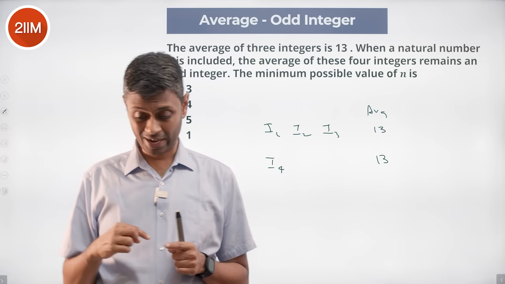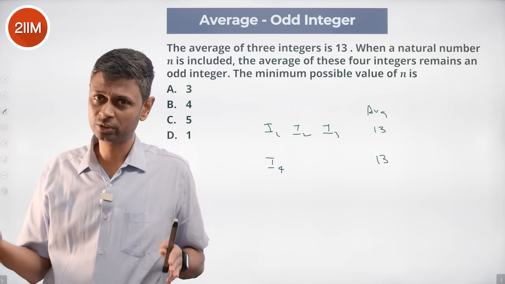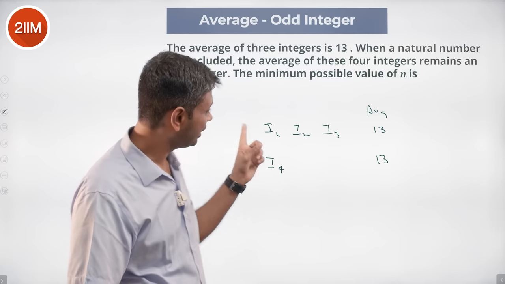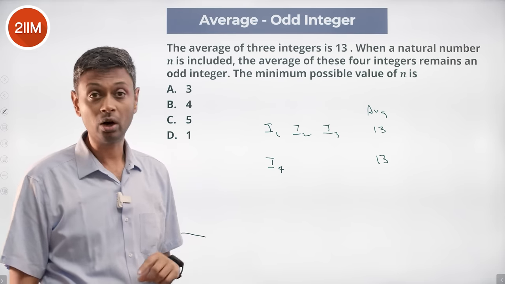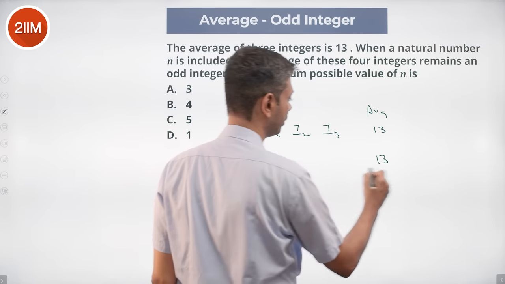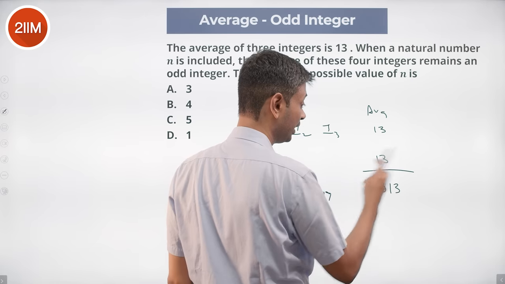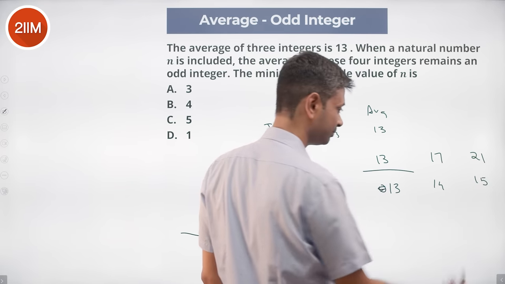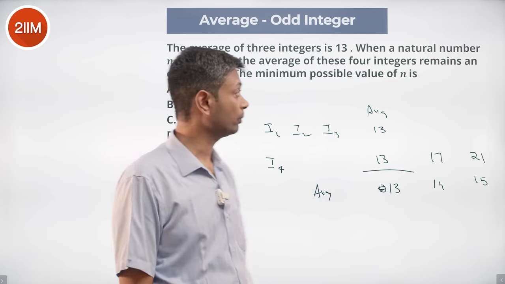It remains an integer. So the excess brought in by the fourth number should be equally distributable across these four. Whatever I bring more from i4, I can distribute across all four. For the average to remain an integer, i4 could bring 4 more than 13. If i4 brings 13, the overall average is unchanged, 13. If i4 brings 17, it becomes 14. If it brings 21, it becomes 15. Every 4 more, the average goes up by 1.